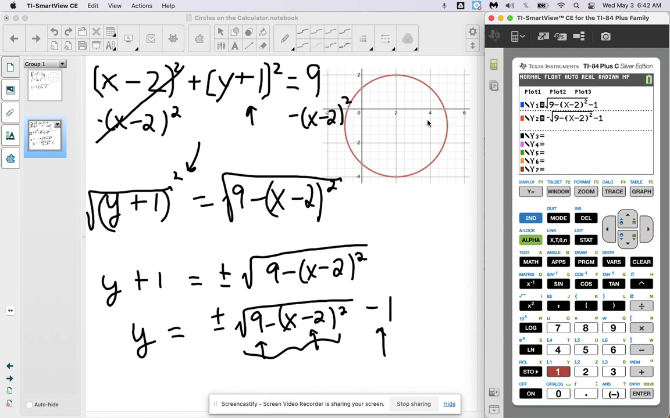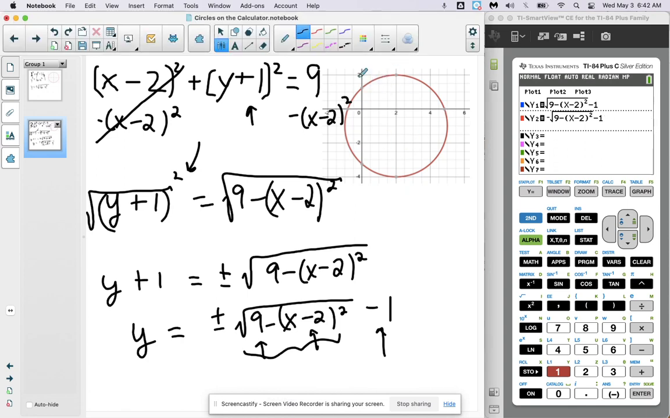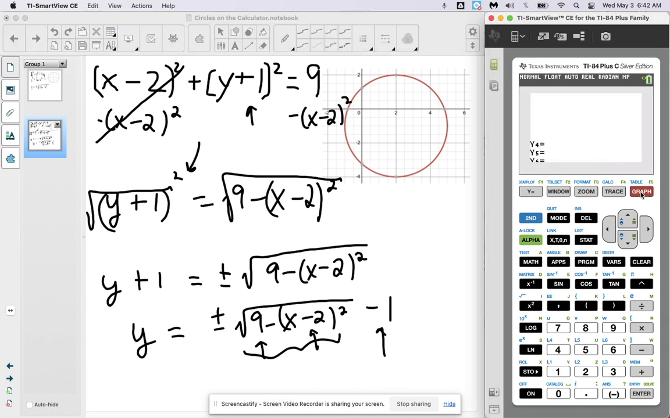So again, we're going to be looking for this image right here. We're going to be looking for this circle that has a radius of 3 and is centered at the point 2, negative 1. And we can see we're over at 2, negative 1. We could zoom in a little bit. A zoom box might be helpful, where we could set up a box that goes around the outside of the circle.